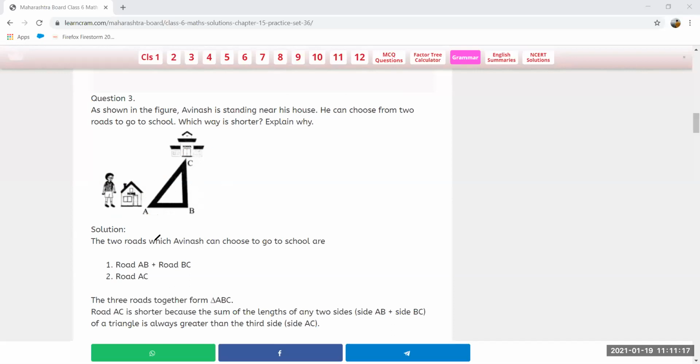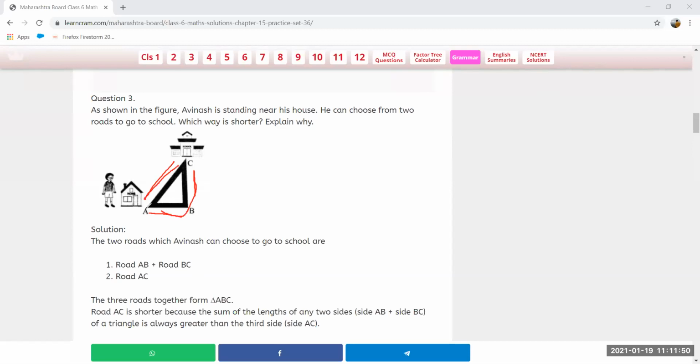Now in the solution it is given that the two roads which Avinash can choose to go to school are road AB plus BC. As I told you, he can go to school by road AB plus road BC, right? Second, he can go to school by road AC. Okay. So he can go to school by one way, that is AB plus BC, or else he can go to school by road AC. The three roads together form triangle ABC.